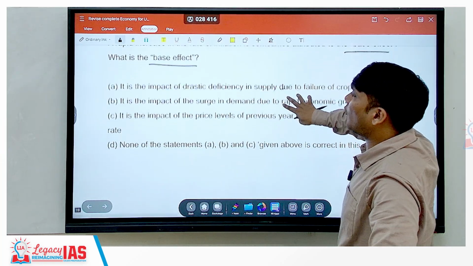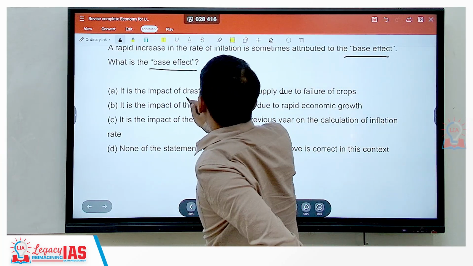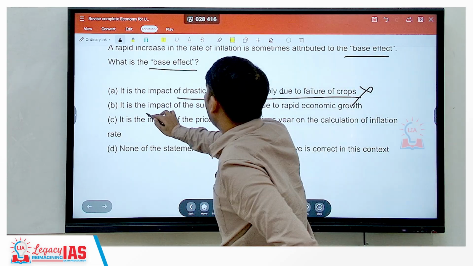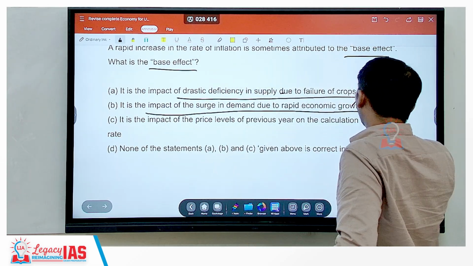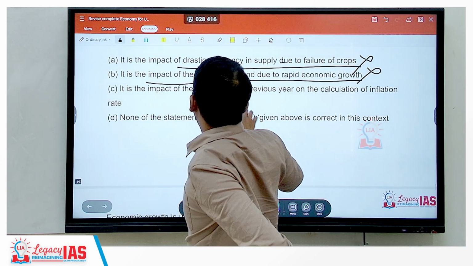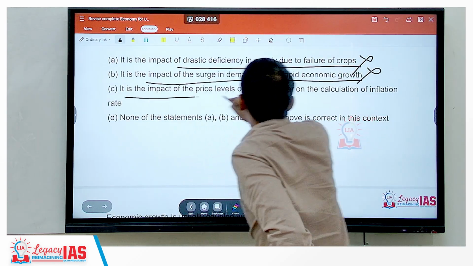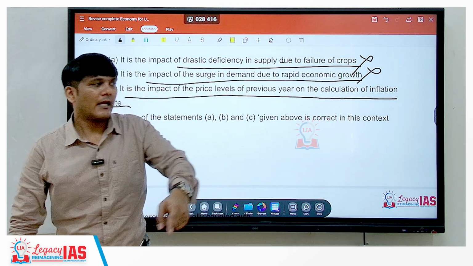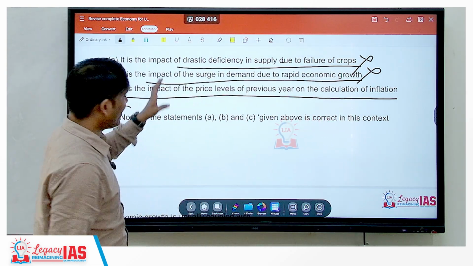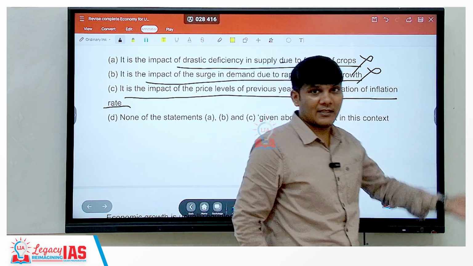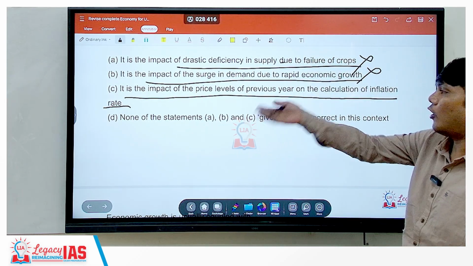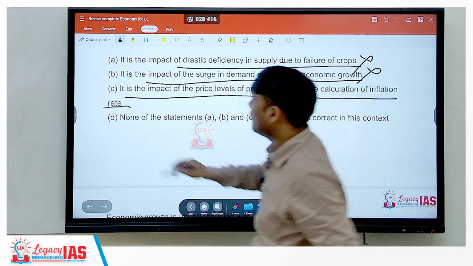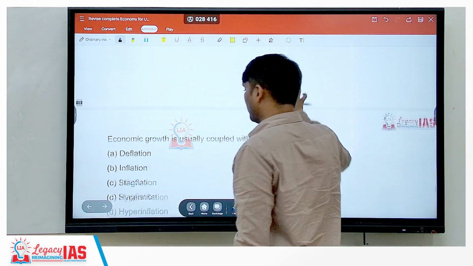So they are asking us what is base effect. It is the impact of the drastic deficiency of supply due to failure of crops? No. It is the impact of the surge in demand due to rapid economic growth? No. It is the impact of the price levels of the previous years on the calculation of inflation rate? Yes. It is the impact of the price levels, the batting average of the previous year, on the calculation of inflation, or the batting average of this year. Okay, so this is the correct option.